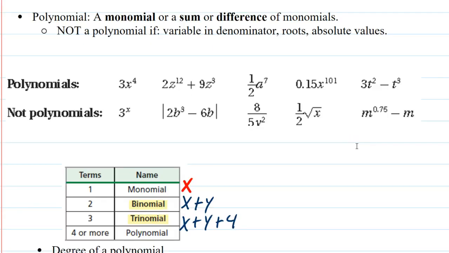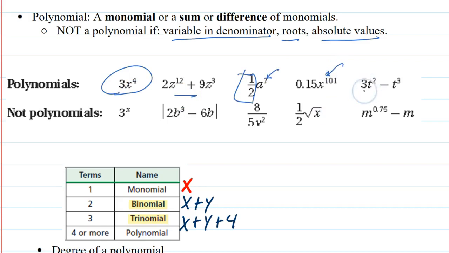Next, polynomials. A polynomial is a monomial or multiple monomials put together with adding or subtraction. It's not a polynomial, and this is the big one, if the variable is in the denominator, if it's a root, or if it's in absolute values. So for polynomials, we have a monomial here, we have a binomial, we have a fraction here. That's okay because I still have a whole number for an exponent, I have another whole number for an exponent, and I have a binomial there.